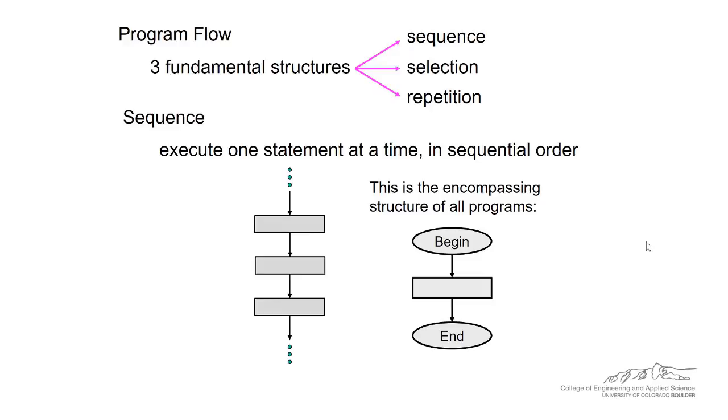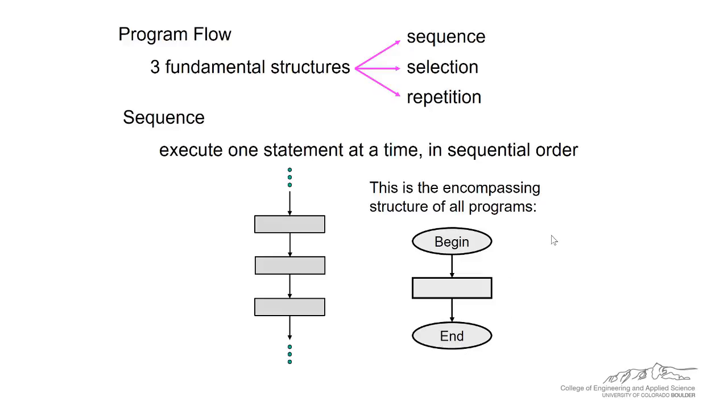All right, we are now getting into the meat of programming. All programs do one or more of the following: sequence, selection, or repetition. Sequence is pretty straightforward. All program code has sequence. It's really just one thing after another. The encompassing structure of all programs essentially has sequence in it. You begin and then you end.